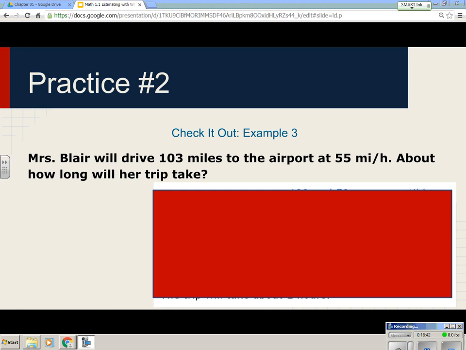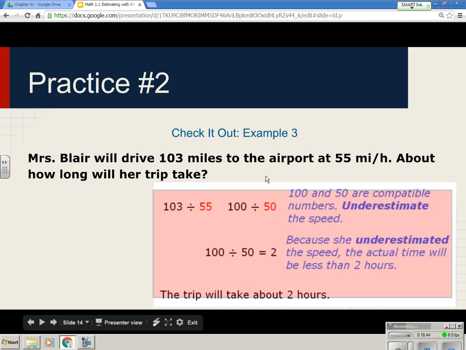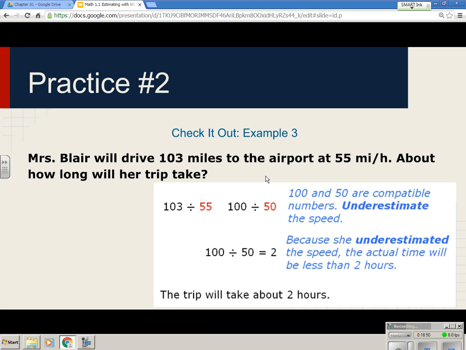Okay, let's see if you tried and how you did. So here's what I did. I underestimated in this situation. I actually changed 2 numbers. Do you see that? I made the math a lot easier. I changed 103 to 100 and 55 to 50. Nothing wrong with changing both numbers. I didn't change them a ton. I dropped 5 miles an hour off the original problem and 3 miles off the entire trip.